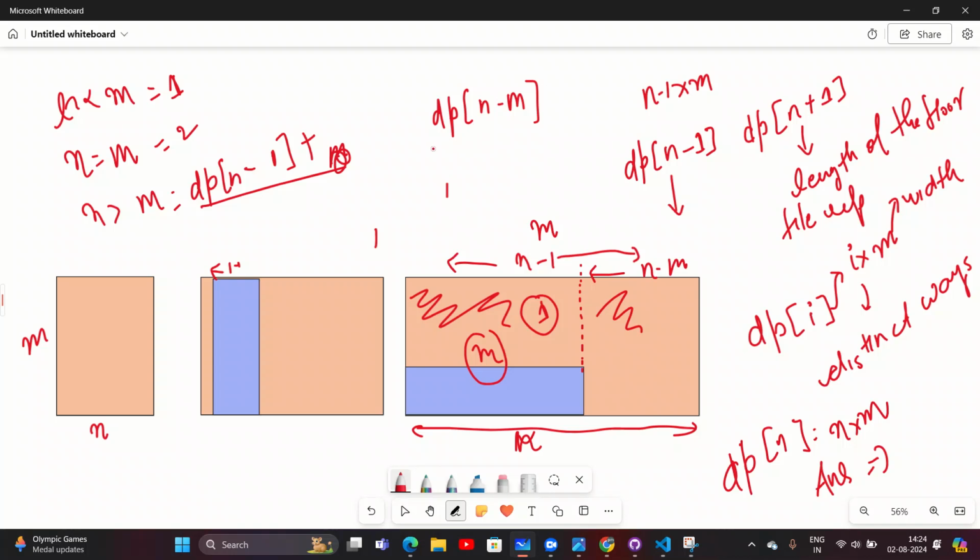So that was it for the solution part. Now we are going to code the same thing that we have understood in this solution.